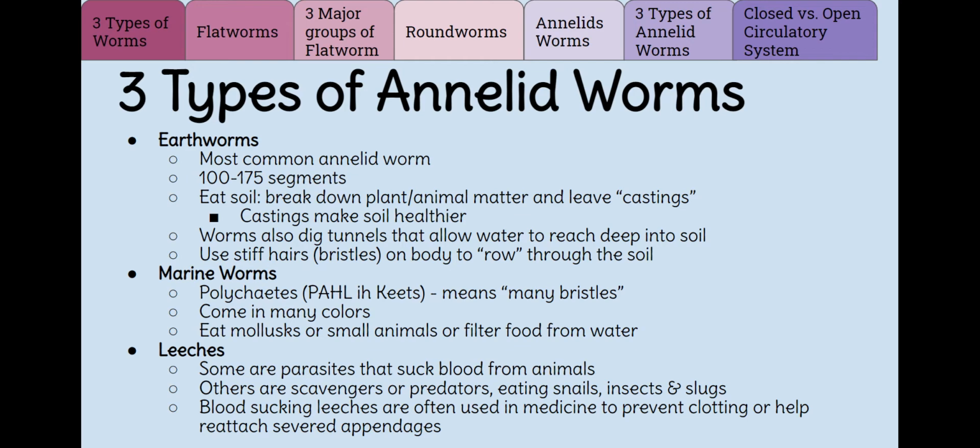And there are leeches. If you go swimming in a pond or a lake that has a muddy bottom, or has a lot of leaves on the bottom, you might be familiar with leeches. They want to suck blood from animals. Others are scavengers or predators, eating snails, insects, and slugs. Blood-sucking leeches can be used in medicine to prevent clotting or help reattach even severed appendages.